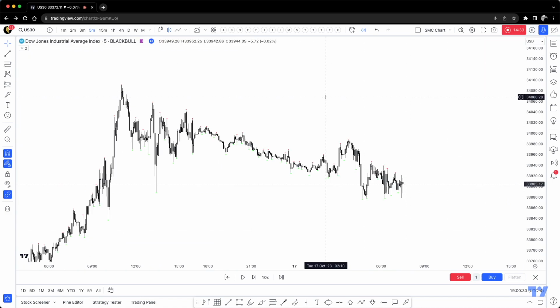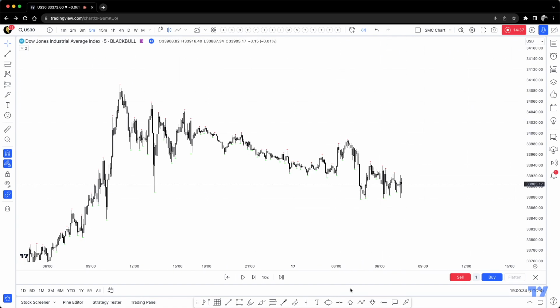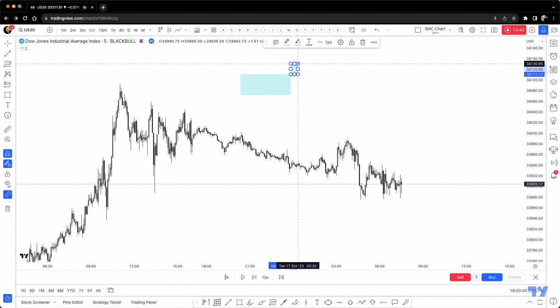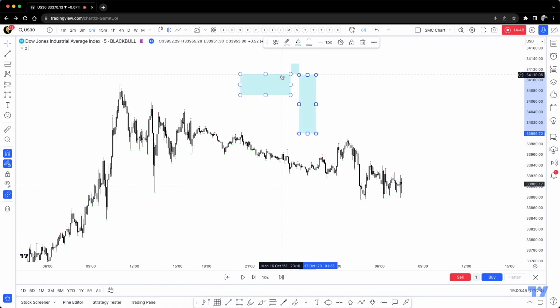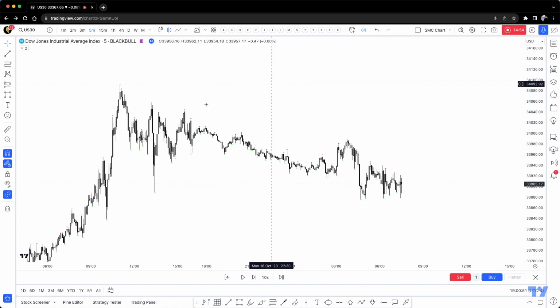Now, here in this example, this is on your US 30, right? Also understand that whenever we talk about the accumulation, manipulation, and then distribution, the accumulation doesn't necessarily have to be huge. It could be something very small. It could be a short accumulation period. It doesn't necessarily have to be a huge accumulation, right?